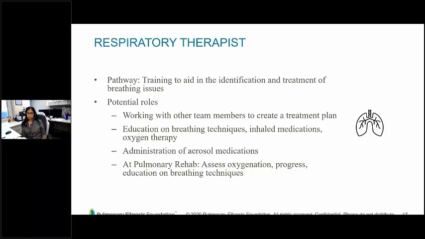I think we're most familiar with respiratory therapists in the hospital setting, but they do work with us in pulmonary rehab and in some clinics as well, and at times are the ones performing the breathing test. Sometimes that's a respiratory technician who doesn't have as much training, but again, there's a spectrum of training there. Potential roles: the respiratory therapist works with other team members to create a treatment plan, and can help with education on breathing techniques, inhaled medications and how to use them, and oxygen therapy. And then administration of aerosolized medications. And at pulmonary rehab they help with assessing oxygenation, someone's progress, and education again on breathing techniques.